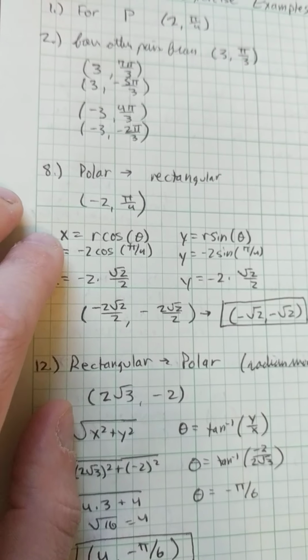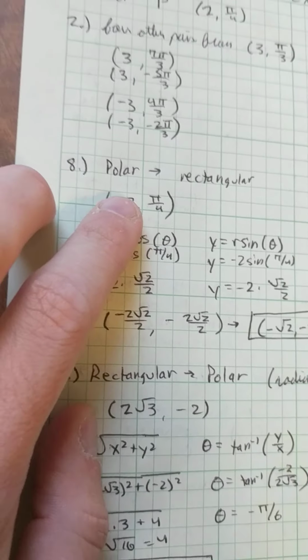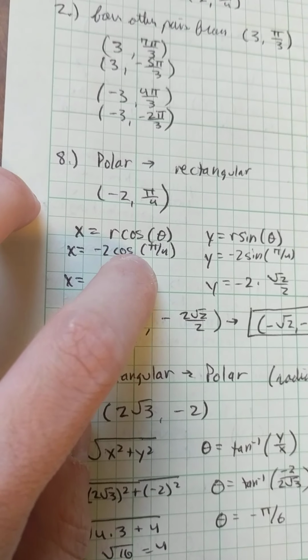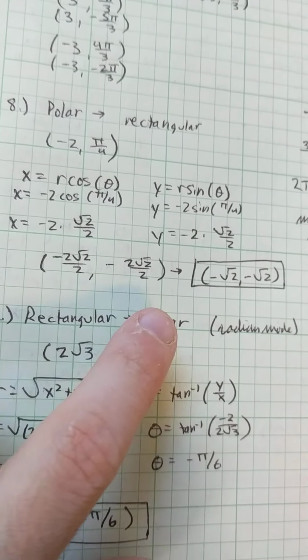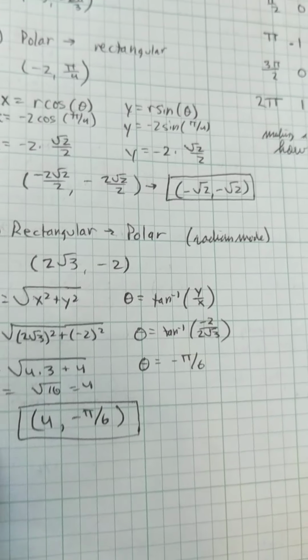In number 8, we're going from polar to rectangular form. Remember, x is equal to r cosine of theta. So we just plug in -2 and our theta of pi over 4, and we do the same for sine. And then we simplify, and we'll get negative square root of 2, negative square root of 2.